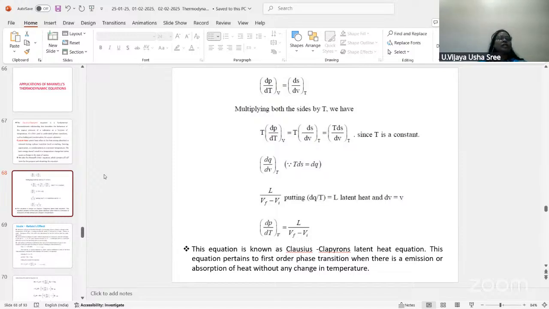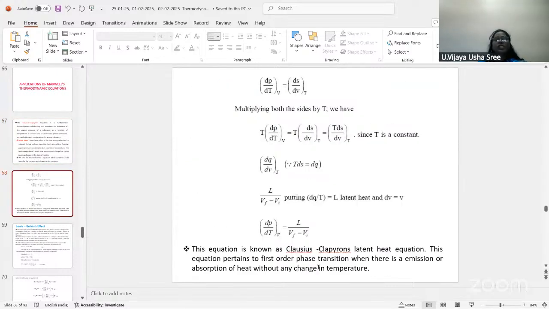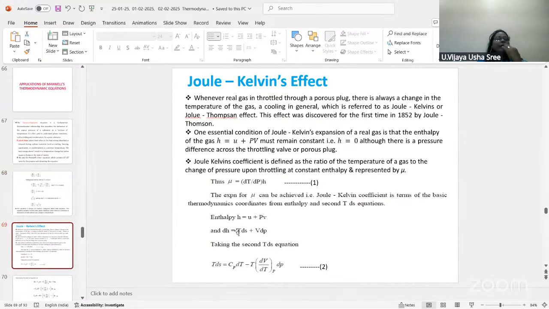Here, what we discuss in phase transition, for example, melting point, freezing point, vaporization, and condensation. Here, the first order phase transition is when there is an emission or absorption of heat without any change in the temperature. And the second example we took here is the Joule Kelvin effect.